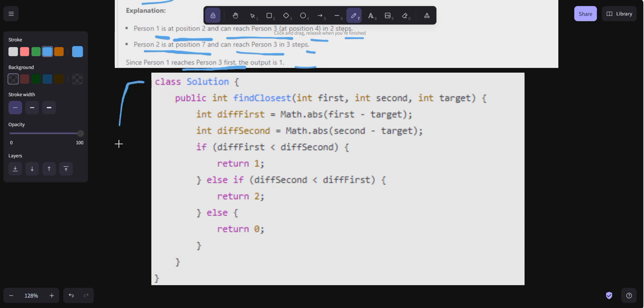Okay, so this is the code for this particular problem. Here what I'm doing, I'm calculating the difference. Okay, first to target, second to target. Okay, and I'm using math.abs. Okay, I don't want a negative value, right?